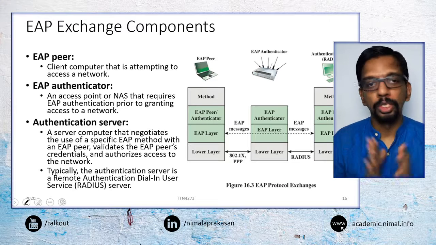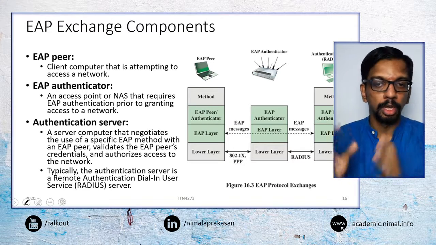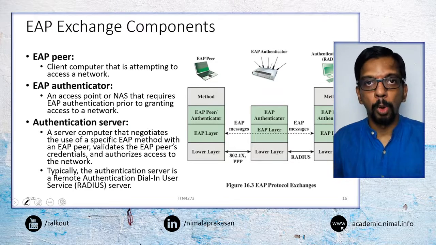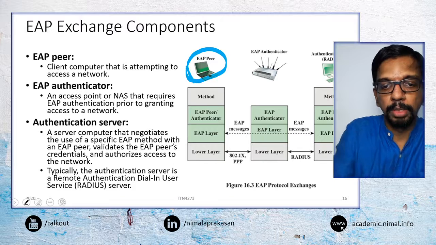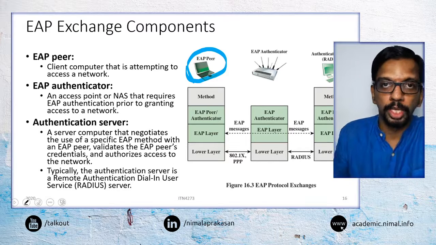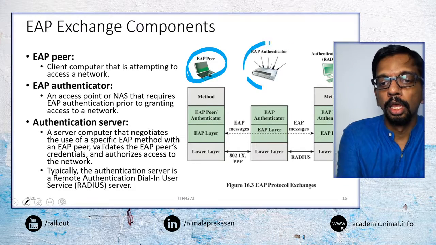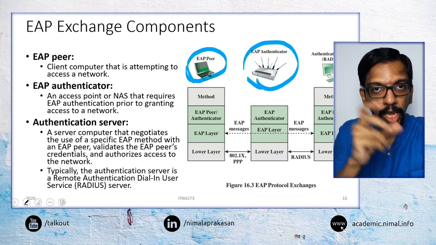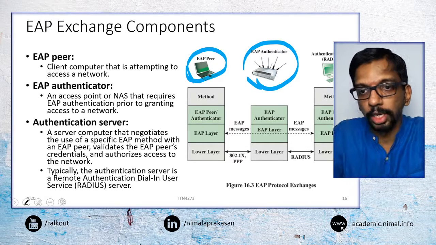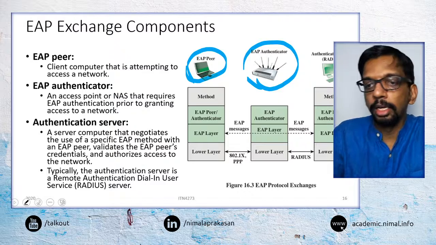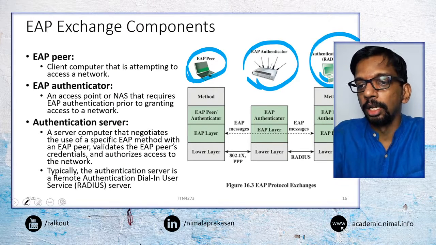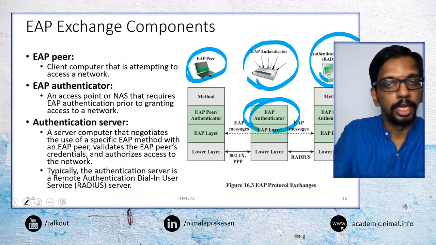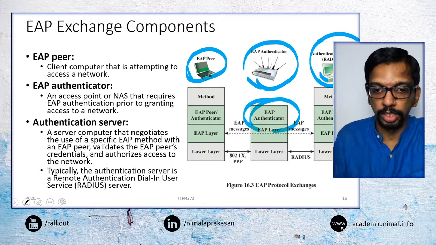Then when we think about the usage of EAP, or the different components that would be there as part of EAP, we would have the EAP peer, which would be the client computer that is trying to connect to the network. The EAP authenticator is the main authenticator at the network access service, as part of the network access control. And then we may have additional authentication servers at the back end that the EAP authenticators can use to do the actual authentication.